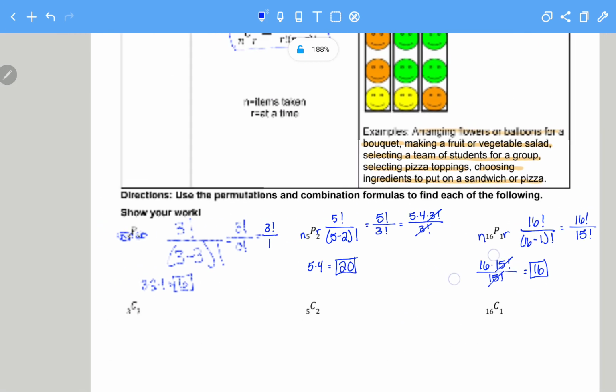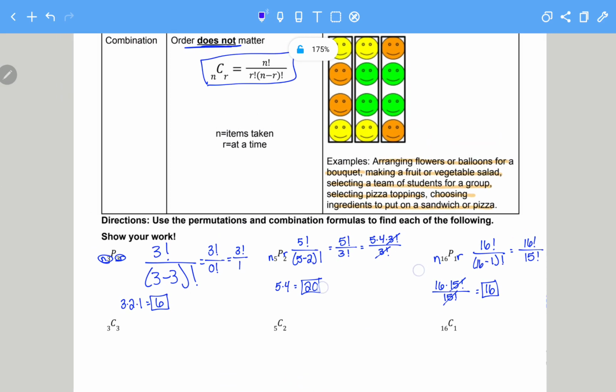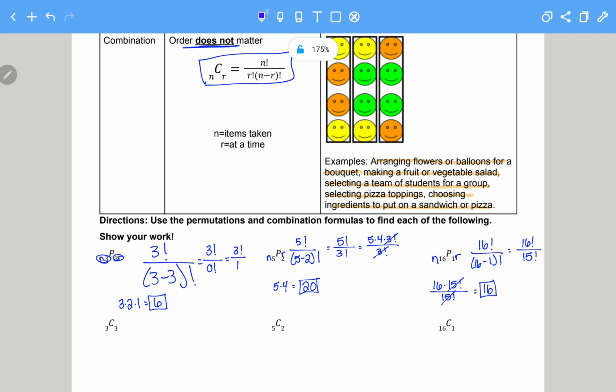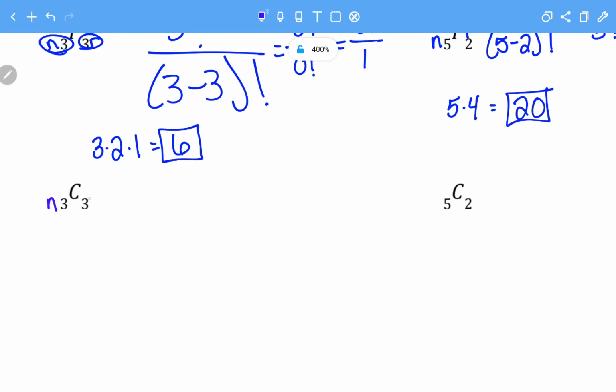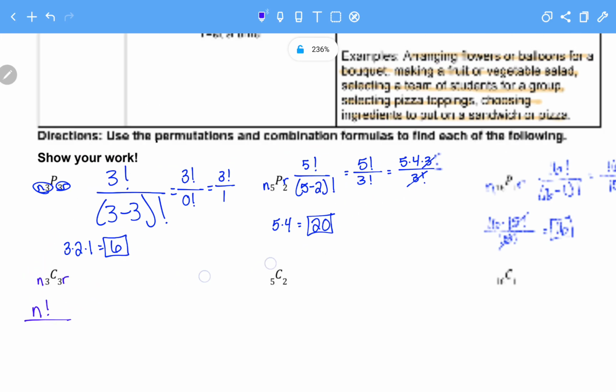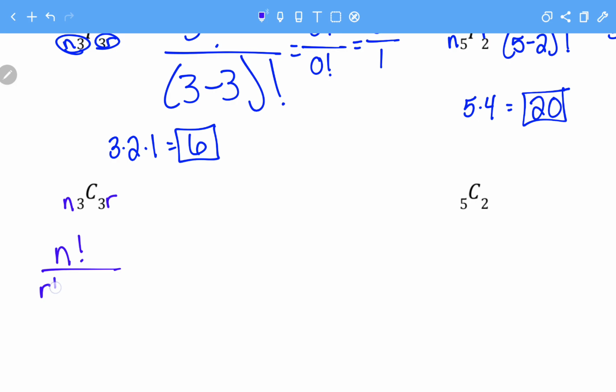Okay, let's look at combination. Now, combination is very similar, but we also need to put an r factorial in front on the denominator. Okay, so it's still n and r. We use my formula, n factorial over, gotta make sure I got it right, r factorial, and then in parentheses, n minus r factorial.